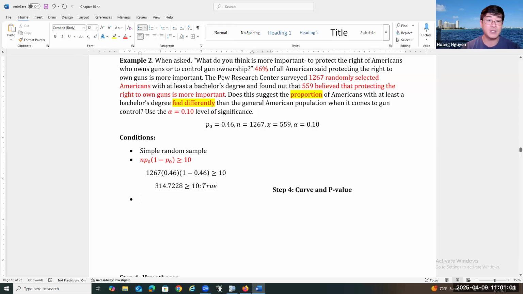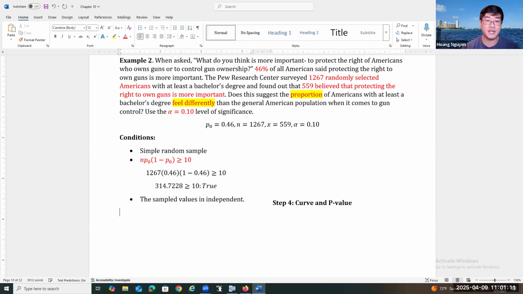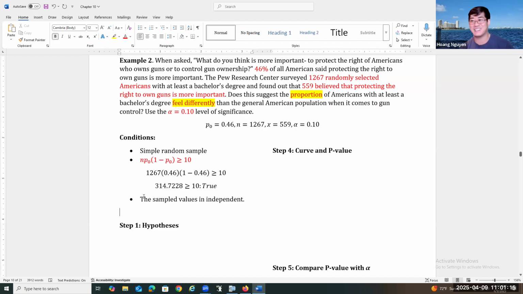Now the third condition, which means that the sampled values are independent. I'm going to use the independence condition because in this case, we don't know the population. So we're going to make sure that the individuals that we select are independent. They're not affecting the answers of each other. So that's the condition.